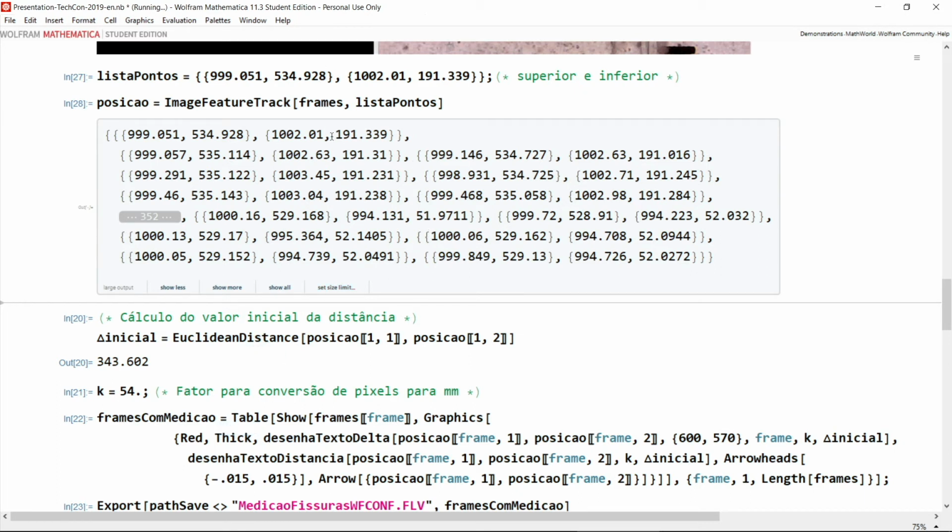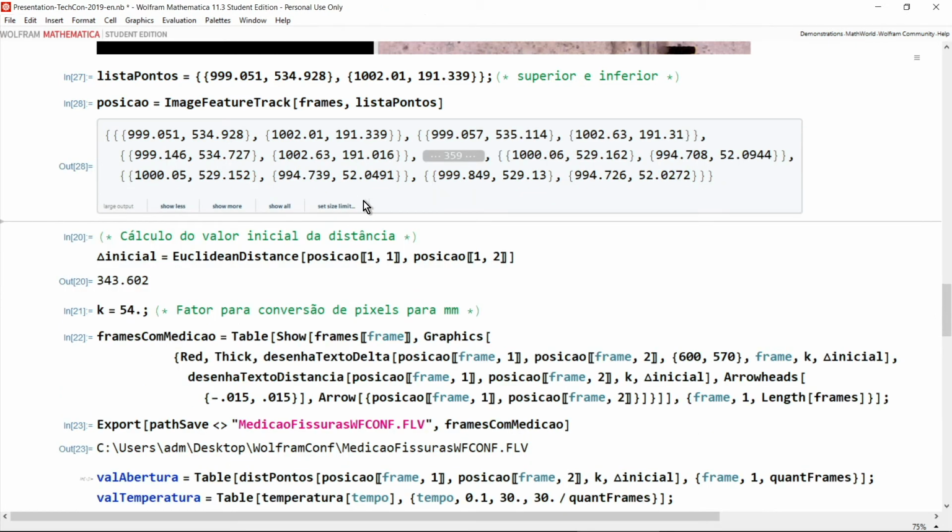It's still running. This is a very good opportunity to use parallel computing because the analysis of each frame is independent. So we could use a cluster for large amounts of data. Mathematica can do it very well.